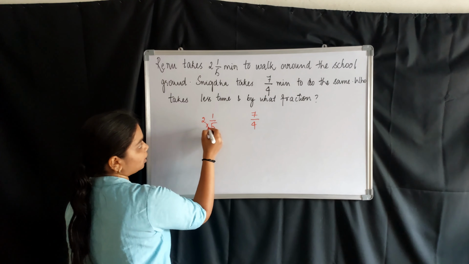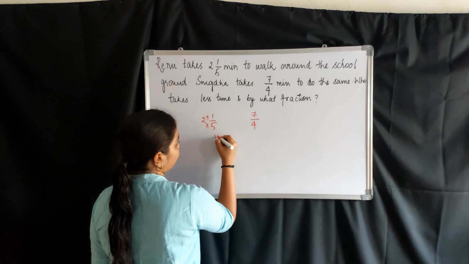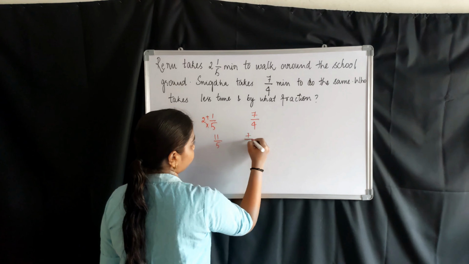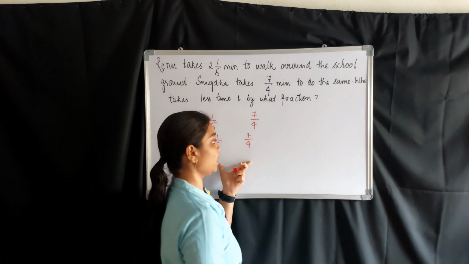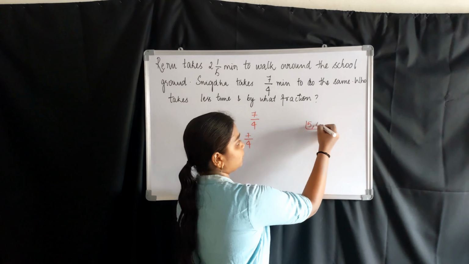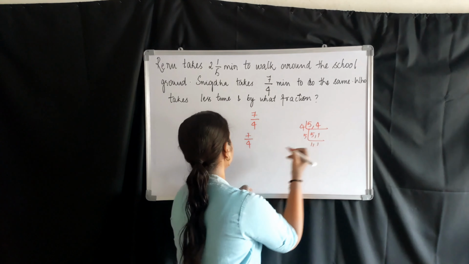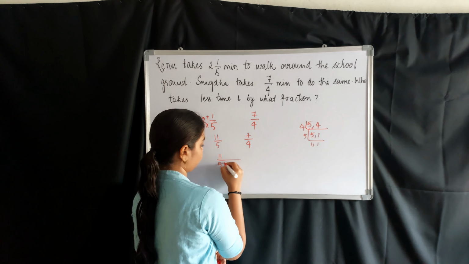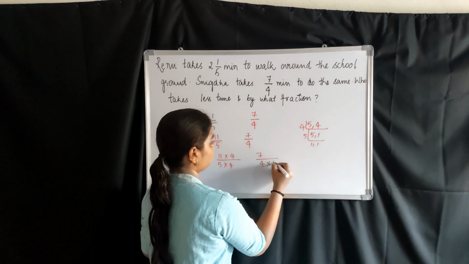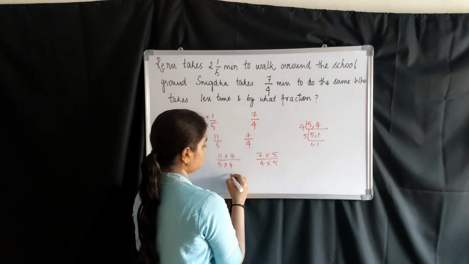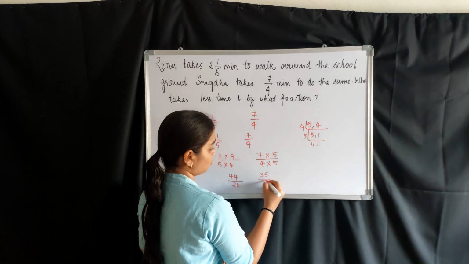First, let us convert into improper fractions. So this would become 10 plus 1, 11/5 and 7/4. Since the denominators are different, we cannot tell it directly. Let's make them equal by doing the LCM, which is 20 here. So it would be 11 into 4 by 5 into 4 and 7 into 5 by 4 into 5. So this is 44/20 and this is 35/20.